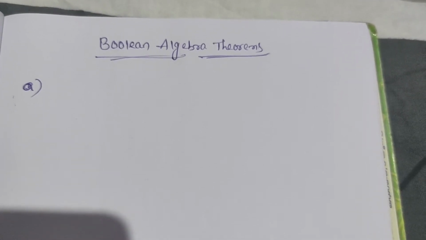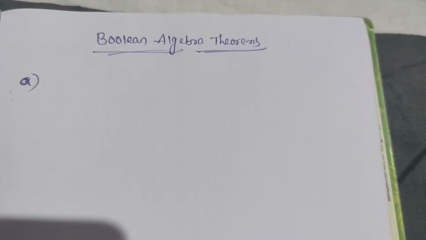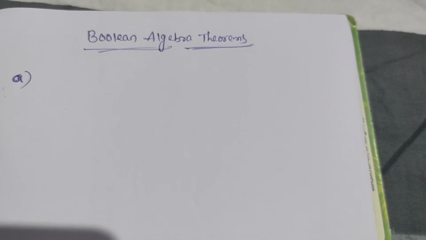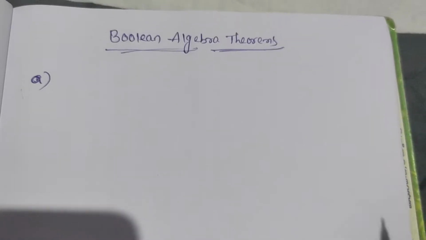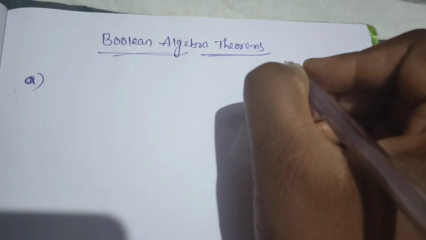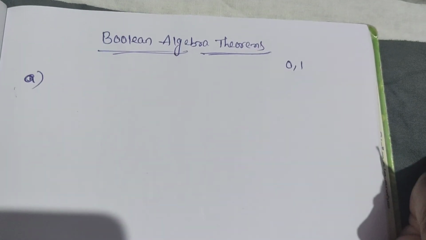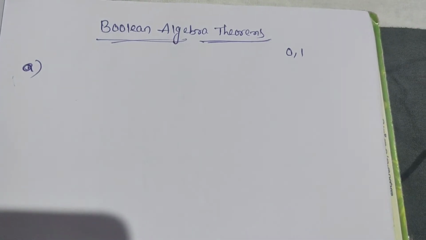In this video, we are going to see the very basic theorems of Boolean algebra. In the previous video, we have seen the basic rules. Along with those, we are going to see the basic theorems. In Boolean algebra, we are using two binary variables, 0 and 1.